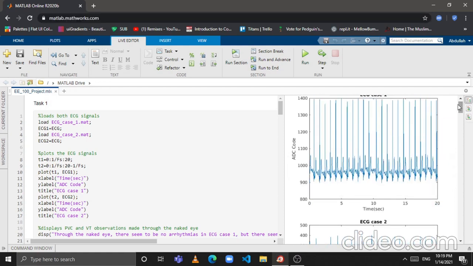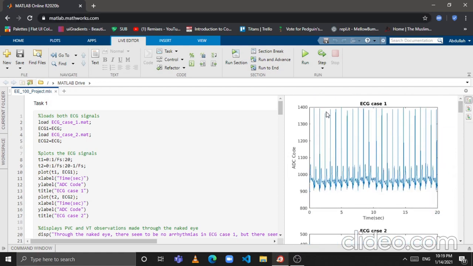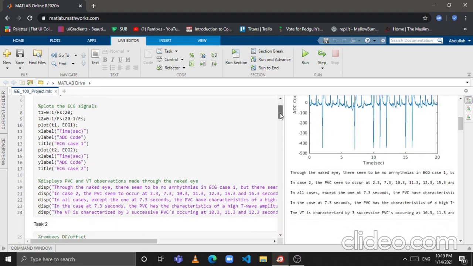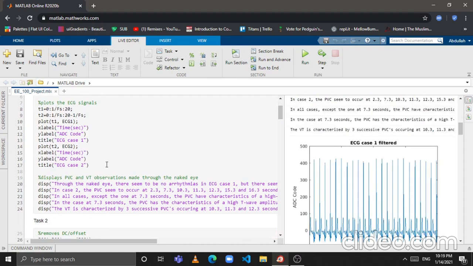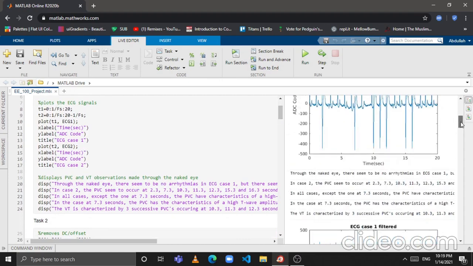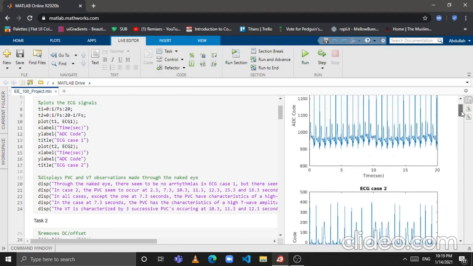In the first task, we were simply told to plot the respective ECG signals that we were given. So we loaded the given ECG signals, initialized them into arrays, initialized some time arrays, plotted them, and made any observations we could about any arrhythmias we could detect by the naked eye.